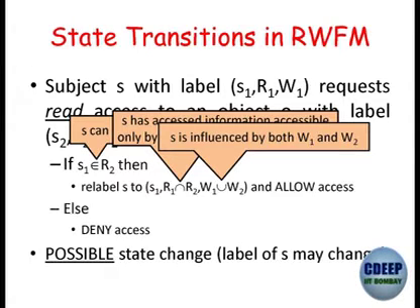And now if that one is satisfied, then you are going to give an allow access. Allow access means that you are given the access to say you can now access the resources. Now it could be the case that a possible state change can happen. That means the label of S may also change for the subject.